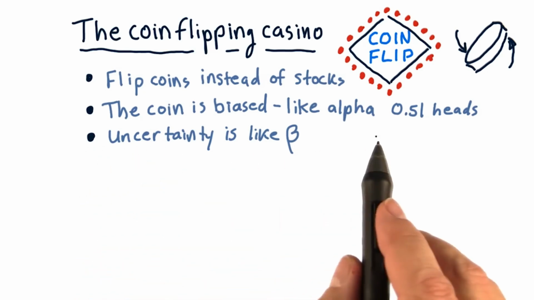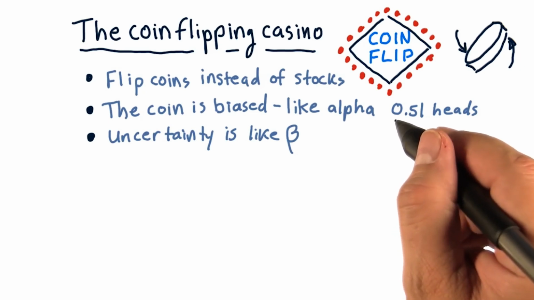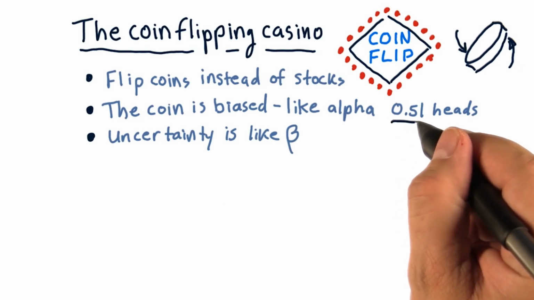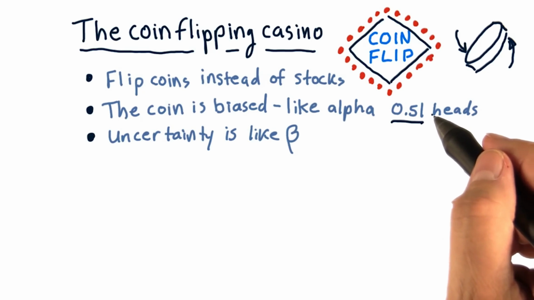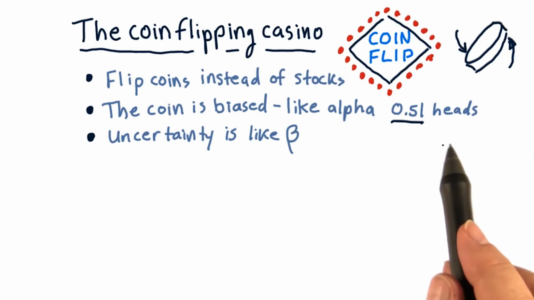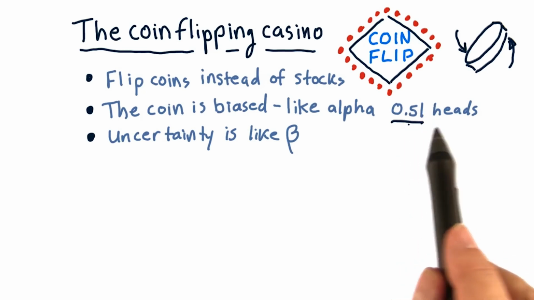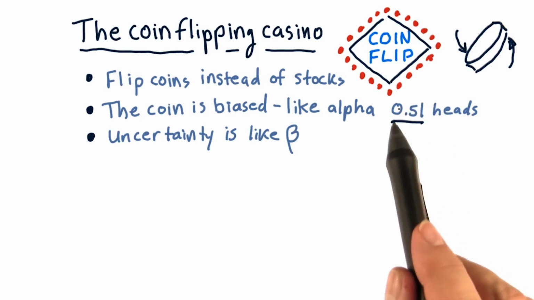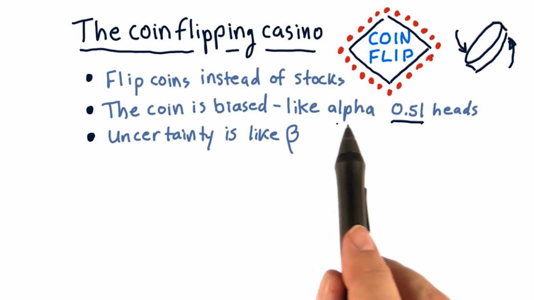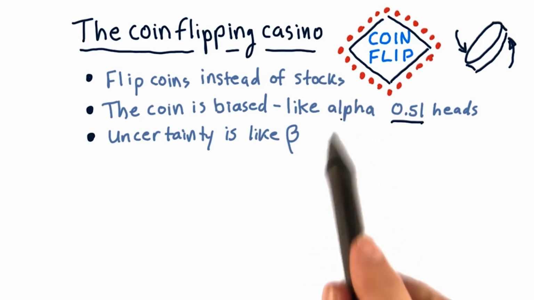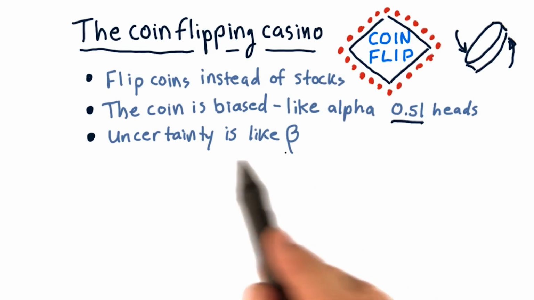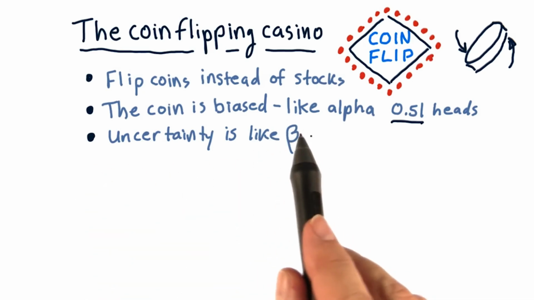Now the coin is biased. In other words, we have information about this coin, and we know that it's more likely to come up heads than tails. In fact, that probability is about 0.51 that it'll come up heads. That's our edge. That's like our alpha when investing in stocks. And the uncertainty of the outcome is like beta in stock investing.